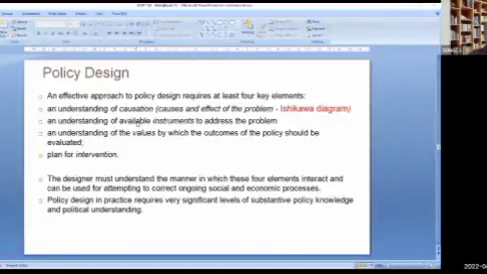Policy design in practice requires very significant levels of substantive policy knowledge and political understanding. So it's not something you just jump into. You must understand the political context, the issues, the challenges. You must understand how to develop policies. You must have a proper vision of what that policy should deliver in terms of solution to an existing problem.